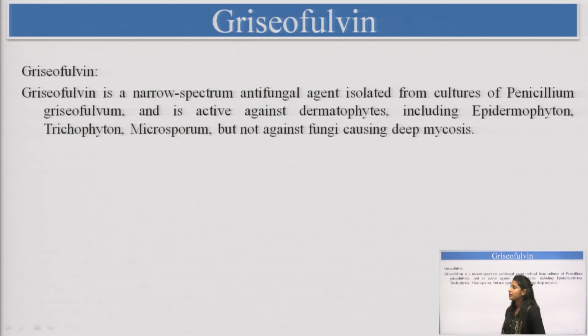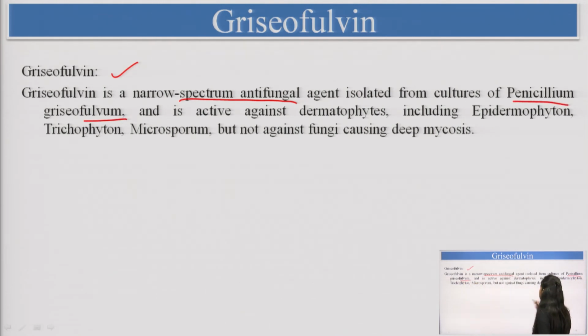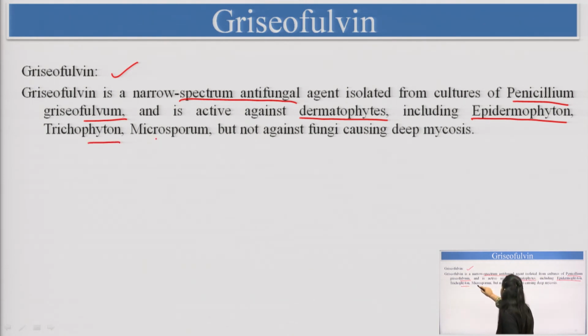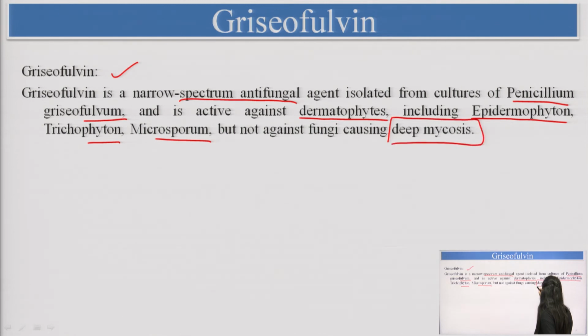Now see Griseofulvin. Griseofulvin is another natural compound which is obtained from one of the fungi. It is a narrow spectrum antifungal obtained from Penicillium griseofulvum, where it can be used against dermatophytes, which affect the skin area, including epidermophyton, trichophyton, microsporum, but it is not effective against the systemic infection which is causing the deep mycosis.